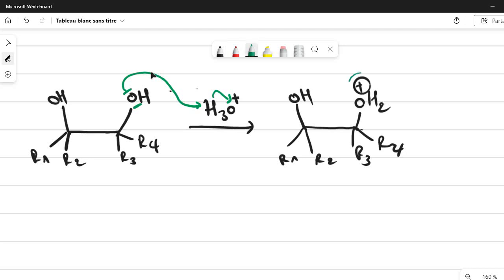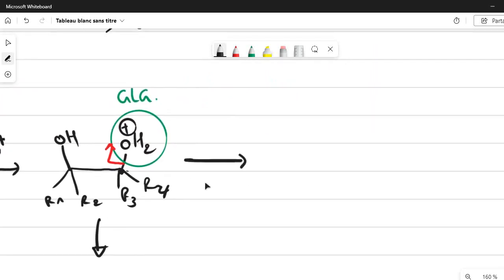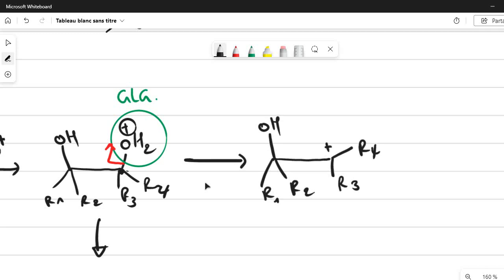As you all know, this one is a good leaving group. It is going to leave because we are in acidic conditions. It is going to leave alone, we don't have to attack this carbon to make this water molecule leave. So let me continue this way and draw the molecule again, with R1, R2, R3, and R4. We have a positive charge on the carbon.